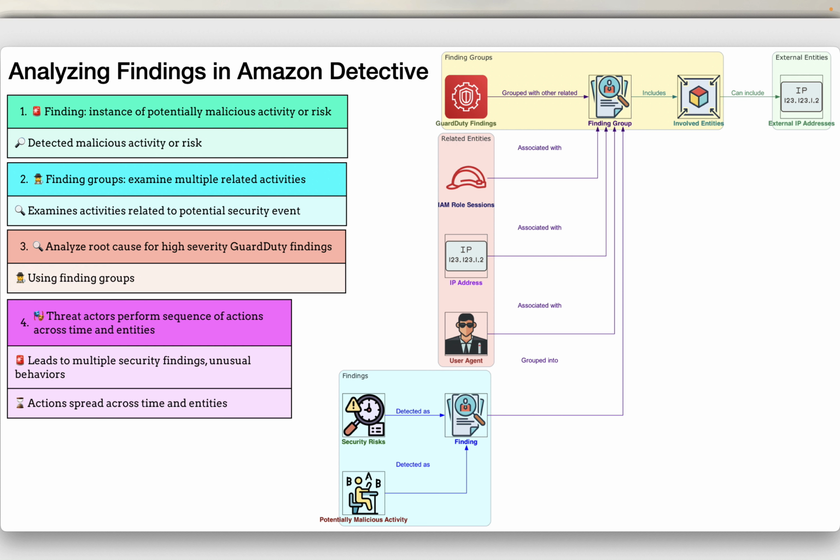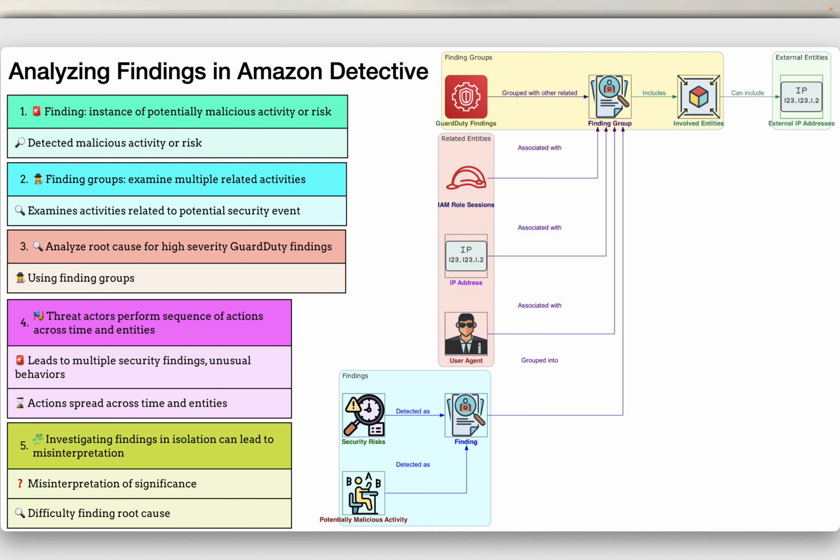If a threat actor is attempting to compromise your AWS environment, they typically perform a sequence of actions that lead to multiple security findings and unusual behaviors. These actions are often spread across time and entities. When security findings are investigated in isolation, it can lead to a misinterpretation of their significance and difficulty in finding the root cause. So that is why we'll use finding groups, so that Detective will know how they are related and in what way.